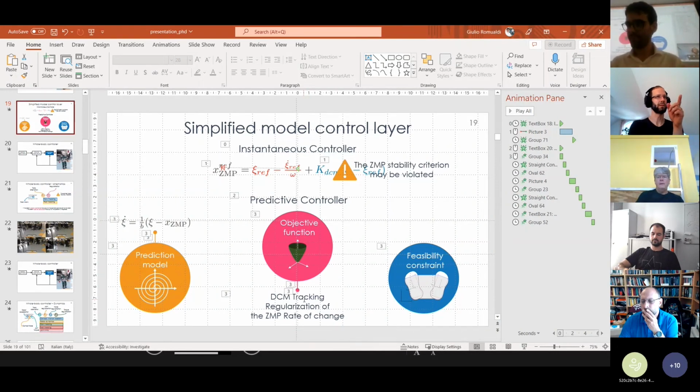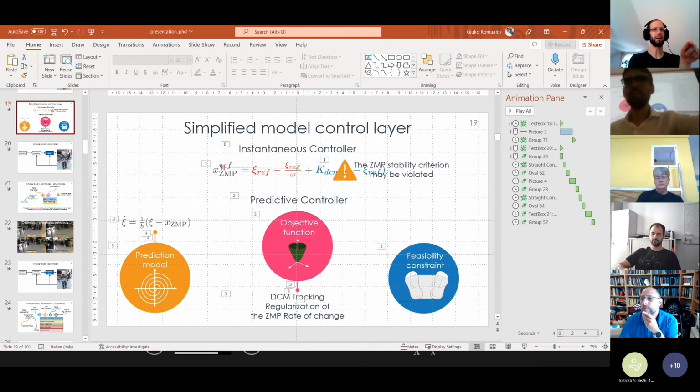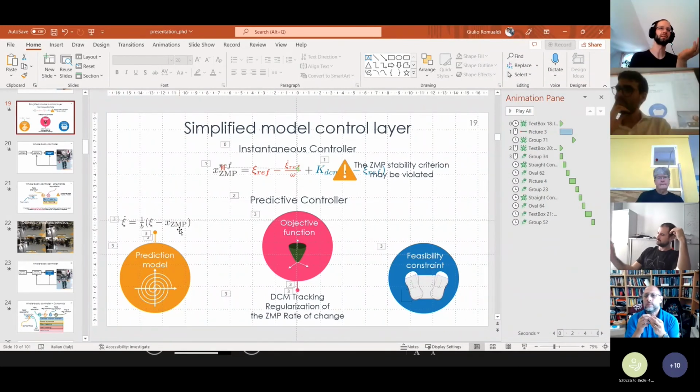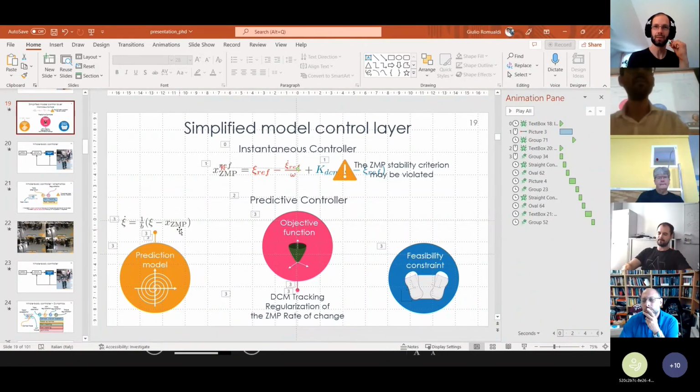Can I just quickly ask, is the MPC built around the concept of DCM? Yes, the MPC considers the DCM as the prediction model. So here is the prediction model. But the ZMP rate is an additional constraint or objective, to have a low ZMP rate, I guess. Is that it?